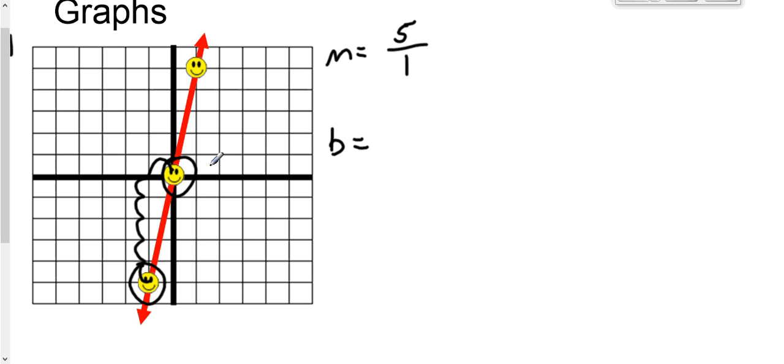It would not have mattered if you started this one. 1, 2, 3, 4, 5, but that would have been a negative 5. And then left 1, they're exactly the same.